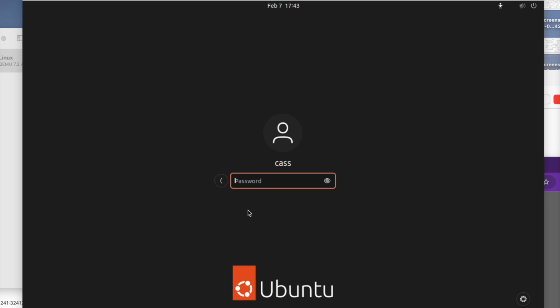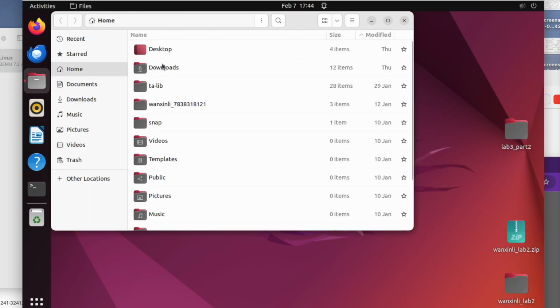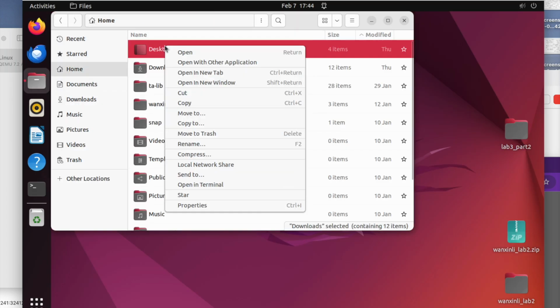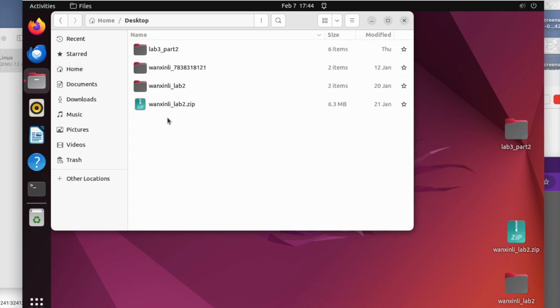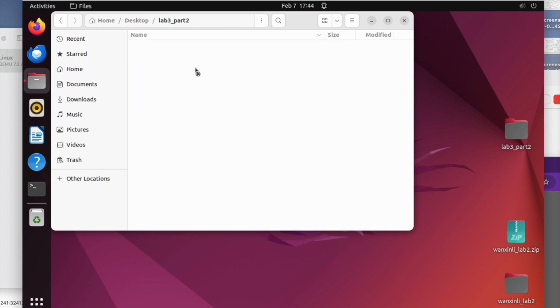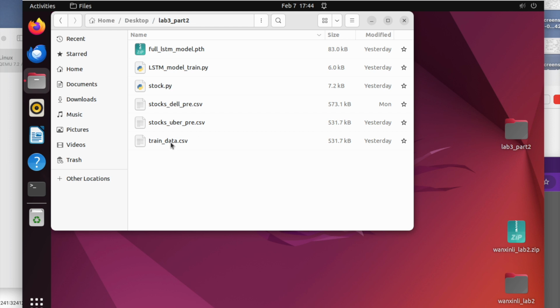So first let's log into our Linux system. For our Lab 3 Part 2 code, I created a folder named Lab 3 Part 2, and if we open the folder, you can see we have two .py files. One is the LSTM model train, and another is stock.py. And we also have three CSV data files.